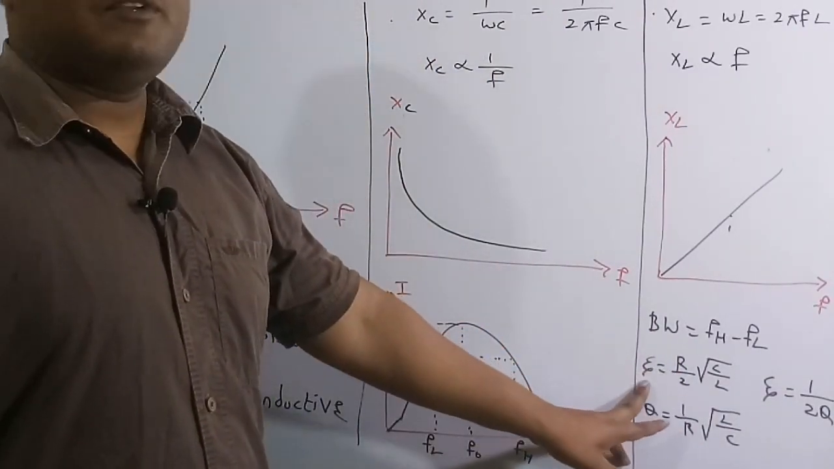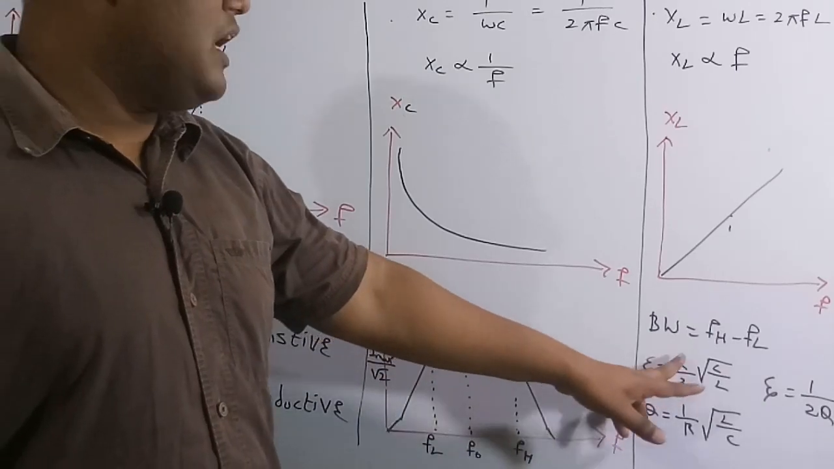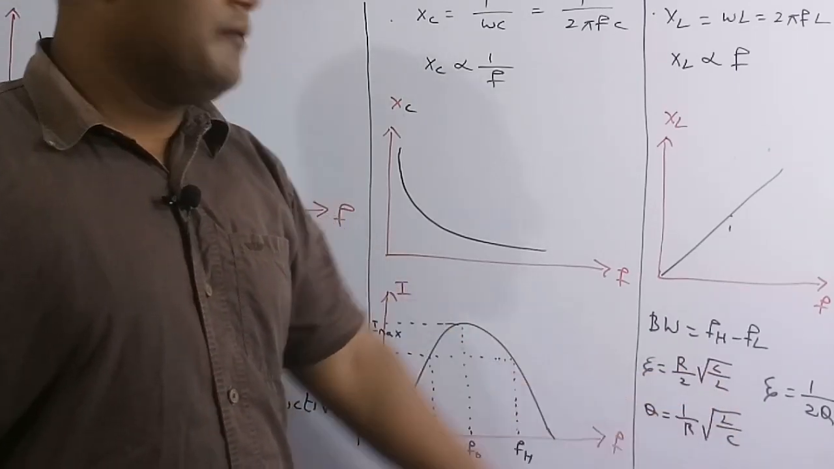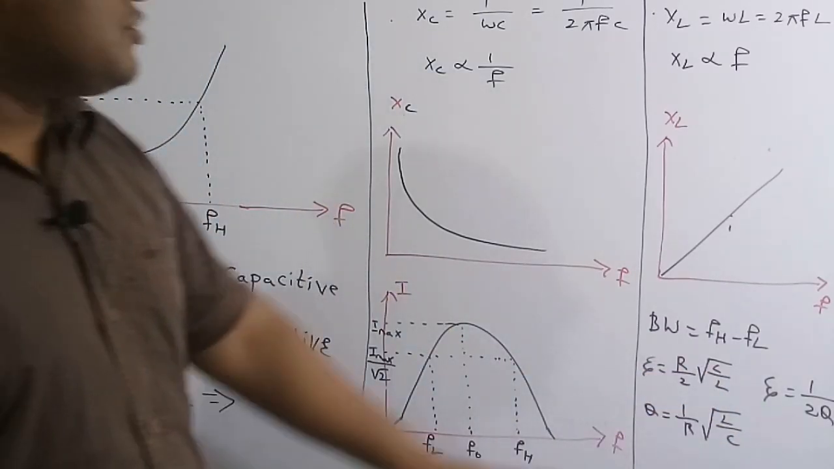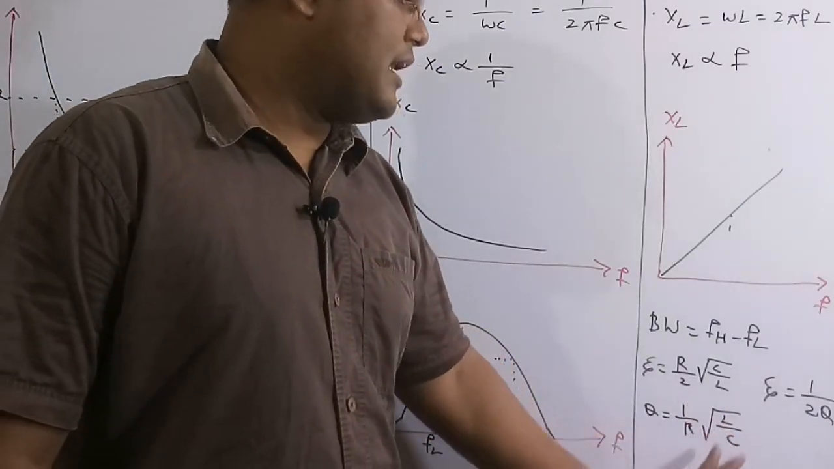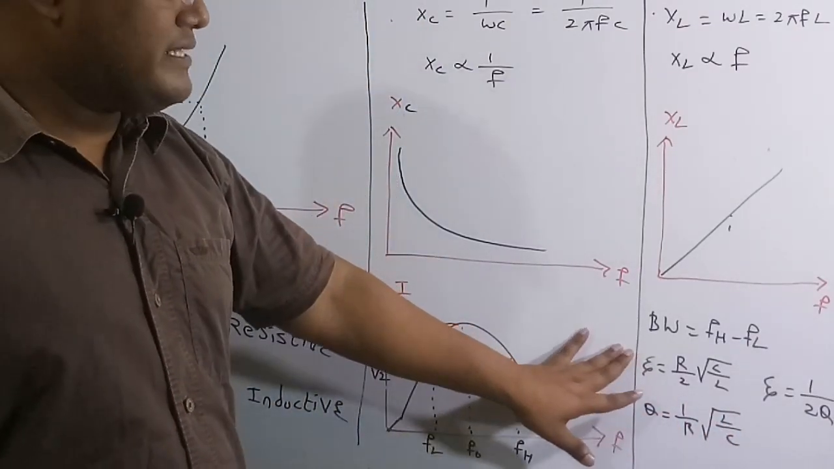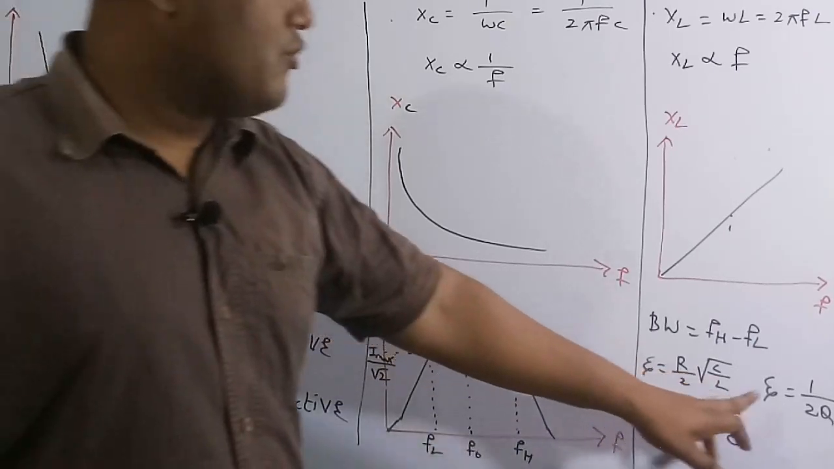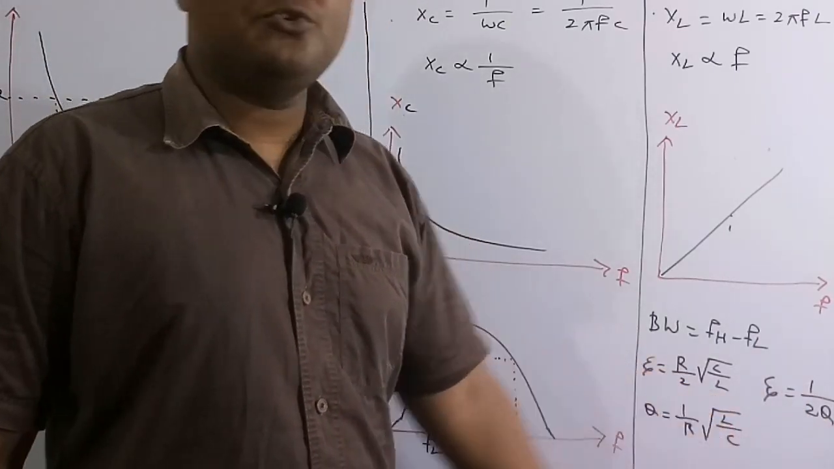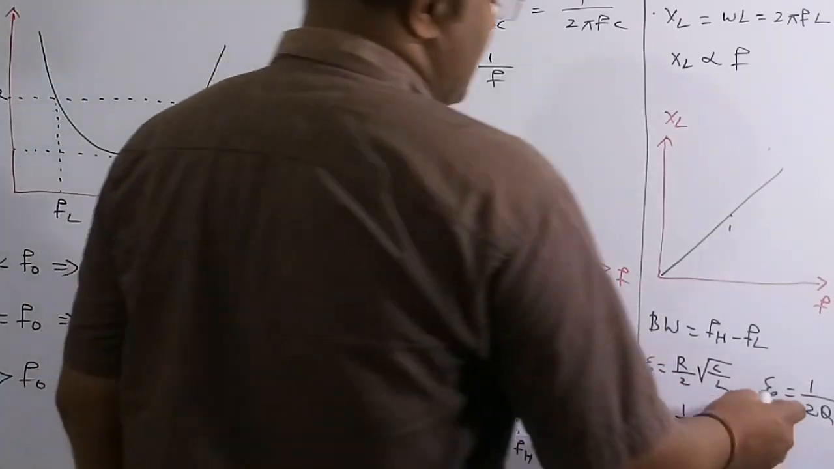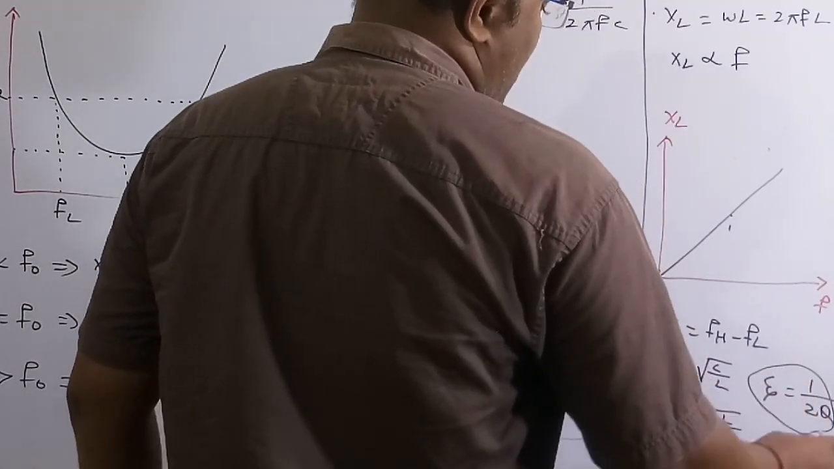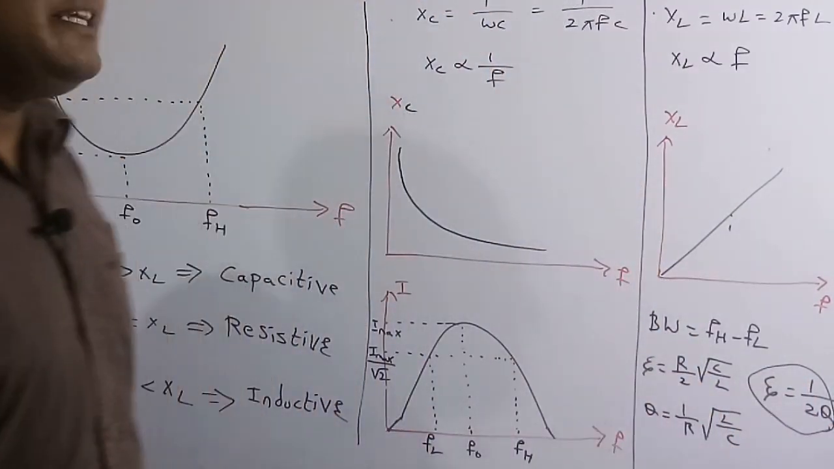So the zeta, the damping ratio of the series RLC circuit, is R by 2 under root over C by L. But if you want to know the quality factor, Q is equal to 1 by R under root over L by C. If you want to find the relation between zeta and Q, we get zeta is equal to 1 by 2Q. This is a very important formula. Based on these formulas, a lot of questions are asked in any AE exam.